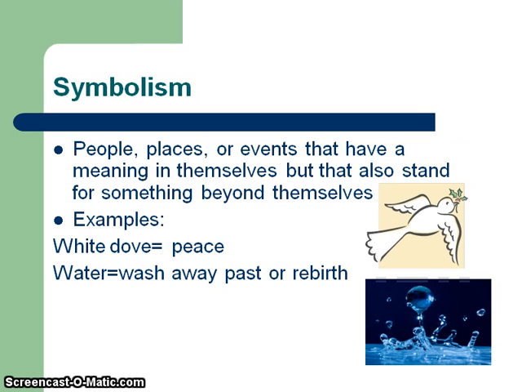So what I really wanted to talk about today is symbolism, and the definition is people, places, or events that have a meaning in themselves but that also stand for something beyond themselves. A good example is a white dove. A white dove typically symbolizes peace. Another one is water, which can symbolize washing away your past or washing away something that you don't want any longer. It's like a rebirth of yourself. So I want you to think for a few moments, what do you think that a skull and crossbones would symbolize?